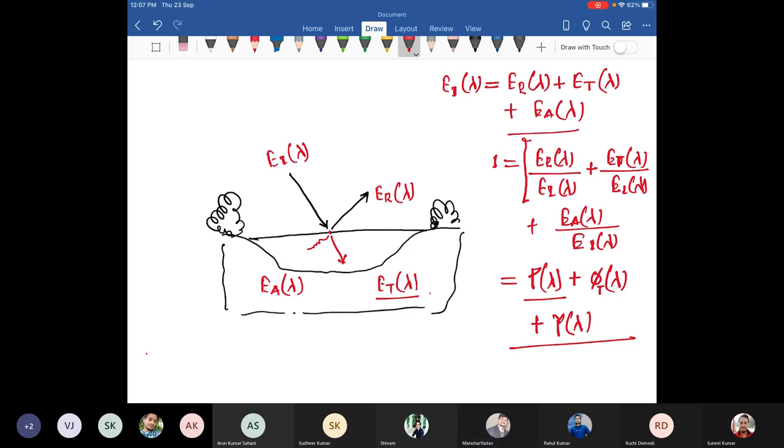Now see over here. When the wavelength changes, what happens? The EI changes. Correct. But once you take the ratio, what will happen? With change in incident energy, when we take the ratio, there will not be an effect. But what will happen? The redistribution of energy. Once you divide by EI you have normalized. So whatever the value of EI, if you take the ratio, it is normalized. But when the lambda changes, the distribution of energy among reflected, transmitted, and absorbed changes.